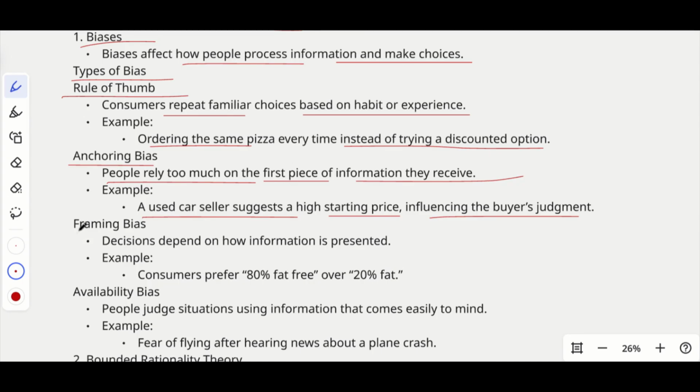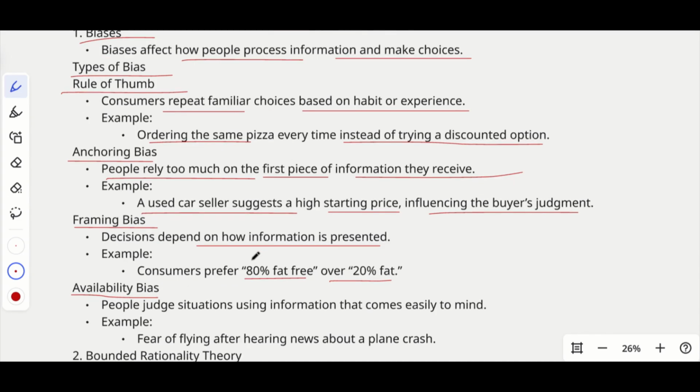Okay. And what is framing bias? That is a third type. Decisions depend on how information is presented. For example, consumers prefer 80% fat free over 20% fat, right? Which means both are the same, right? The product only has 20% fat means it is 80% fat free. But it depends on how the information is presented. Okay, so the 80% fat free has more impact than only 20% fat. Okay, so that is how framing bias works.